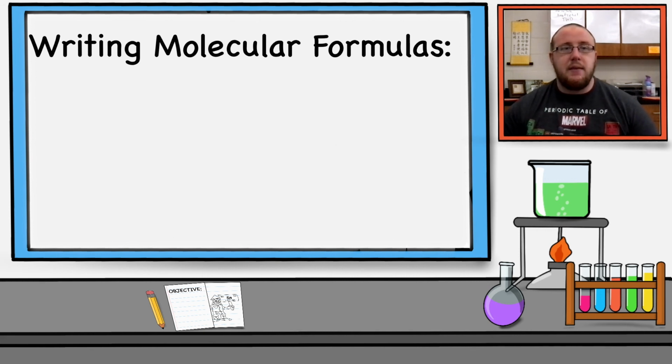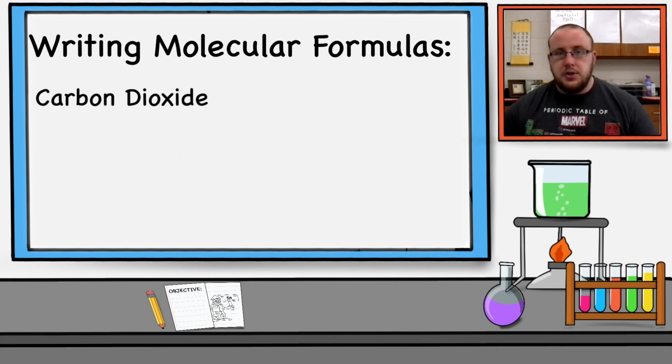For example, if I have carbon dioxide, carbon and oxygen are both nonmetals, so this is a molecular compound. If we are asked to write the molecular formula for it, then we would start out by writing our letters for each of the elements. So we have carbon, C, and oxygen, O. Then I would add my subscripts. So first I see dioxide. Di means 2. So that would be a 2 as my subscript after my oxygen.